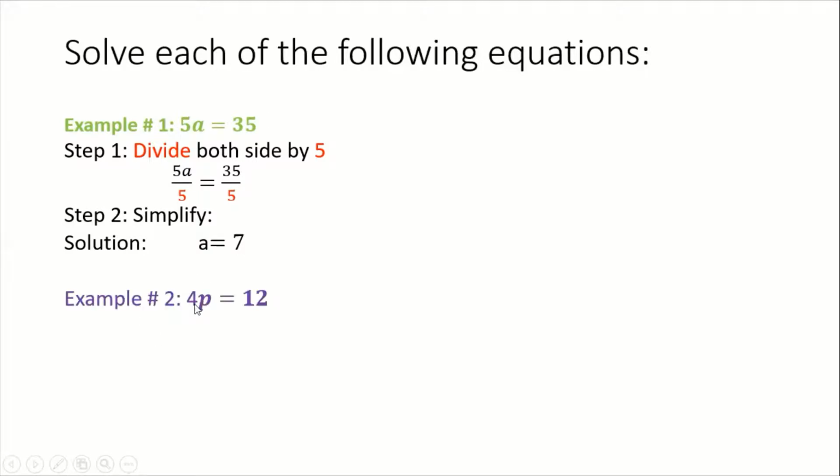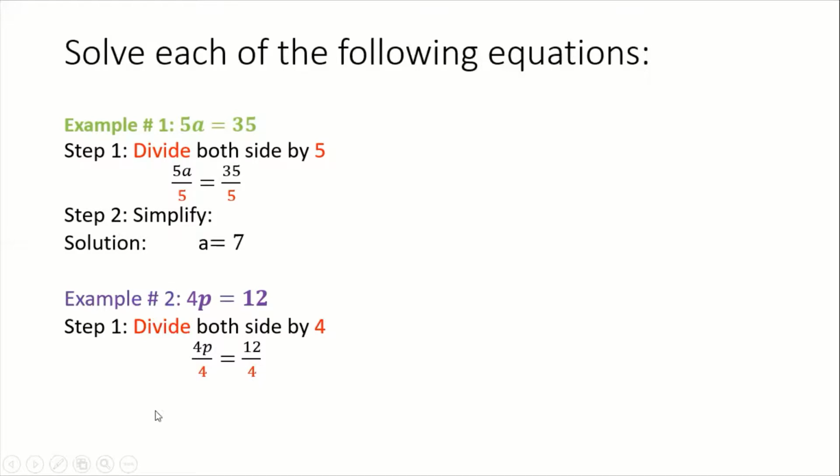Let's look at example 2. We're now given 4p is equal to 12. Right? So again, note that 4 is multiplying p, and we want p by itself. So how can we transfer this 4 over to where 12 is? We can do that by just dividing both sides by 4. How would you state this in your book? You would state this as 4p all over 4 equals 12 all over 4.